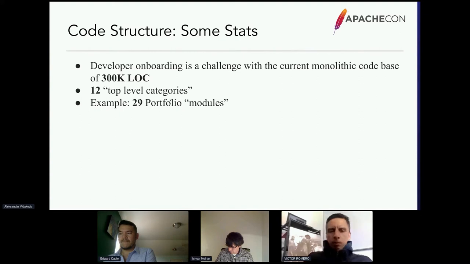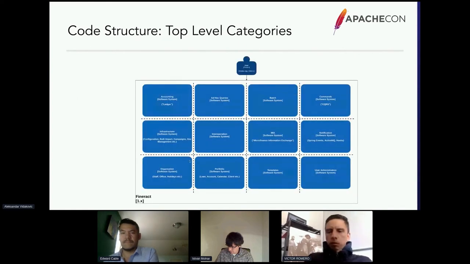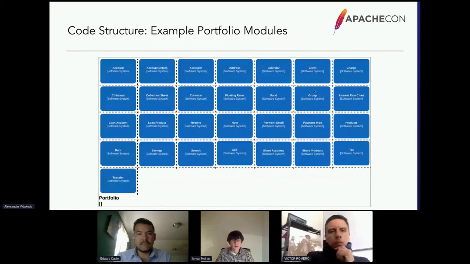When you look into these categories, I've picked a rather large example. There's this category called portfolio, and it contains 29 modules. I called them modules because it looks like a good suggestion to cut the things along those lines. Let me show you a little bit of a picture. These are those 12 top-level categories that we have in the code. This looks already quite nice to chop up things along those lines. And if we go a level deeper, as an example portfolio, which I think is one of the biggest categories with the most modules, you can see we have accounts, collateral, the usual suspects.